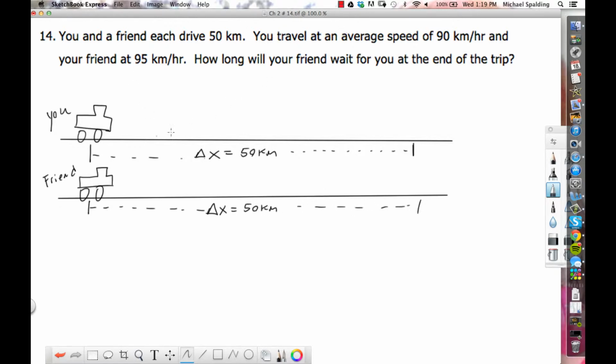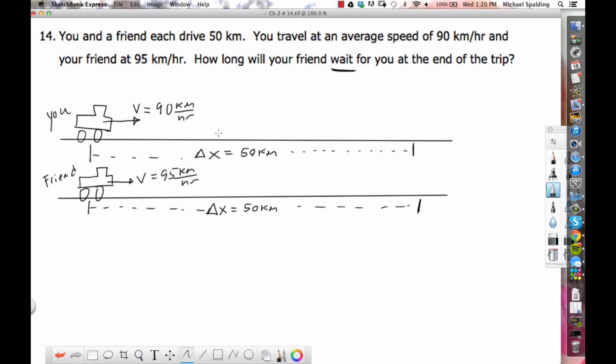Now you travel at an average speed of 90, and velocity and speed are oftentimes interchangeable. The only difference is that velocity is a vector and speed is a scalar. But here the direction's not changing, so I'm just going to use v for velocity. So you travel at 90 kilometers per hour, whereas your friend is traveling at 95 kilometers per hour. So who's going to get to the end of the 50 kilometers first, you or your friend? Your friend, because the friend's going faster. The question is, how long will your friend wait?